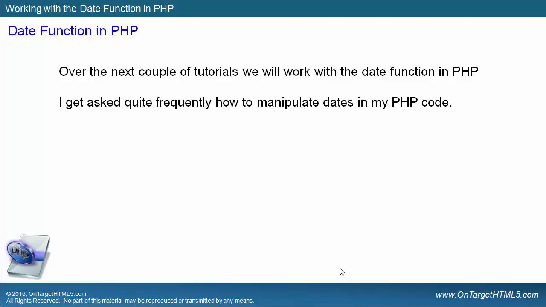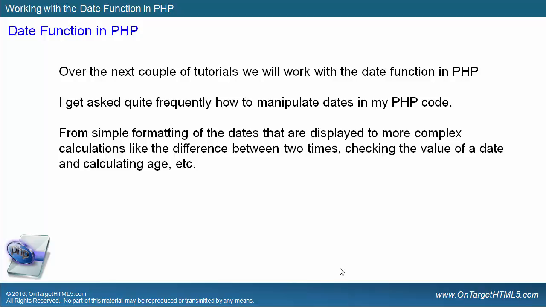I get asked quite frequently how to manipulate dates and how to work with the dates that are coming back from databases or that we're actually getting back from our server inside PHP. From simple formatting of the dates that are displayed to more complex calculations like the difference between two times, checking the value of a date, calculating age, and stuff like that. So that's the kind of stuff I get asked all the time. I figured I'd put together a couple of tutorials that cover how I actually go about doing all that stuff.